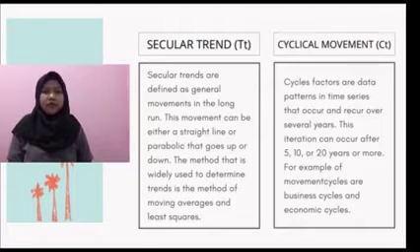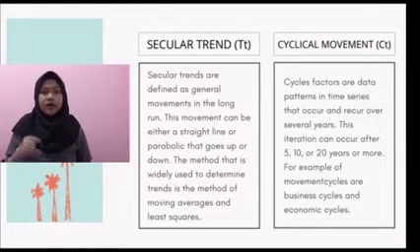Chapter 9, Time Series Analysis. Time series components. First, secular trend. Secular trends are defined as general movements in the long run. This movement can be either a straight line or a parabola that goes up or down. The methods widely used to determine trends are the method of moving averages and least squares.